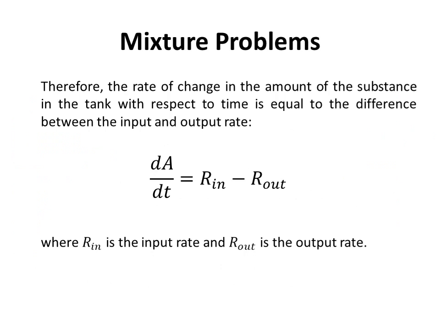Therefore, the rate of change in the amount of the substance in the tank with respect to time is equal to the difference between the input and output rate, dA/dt = R_in minus R_out, where R_in is the input rate and R_out is the output rate.